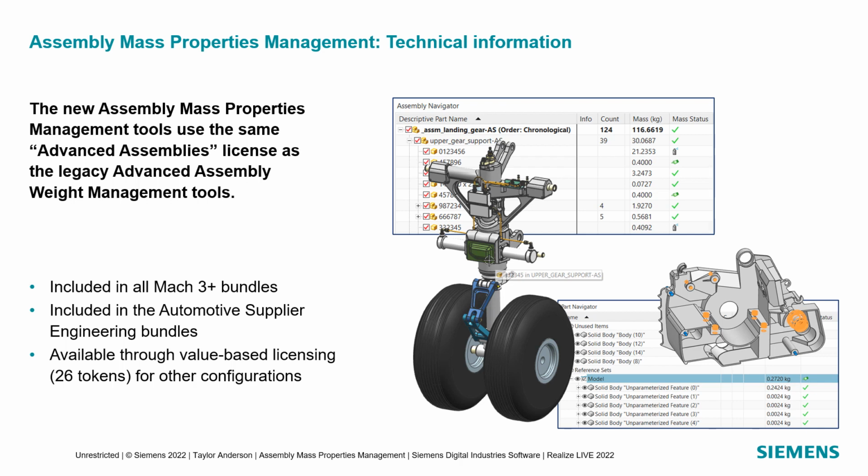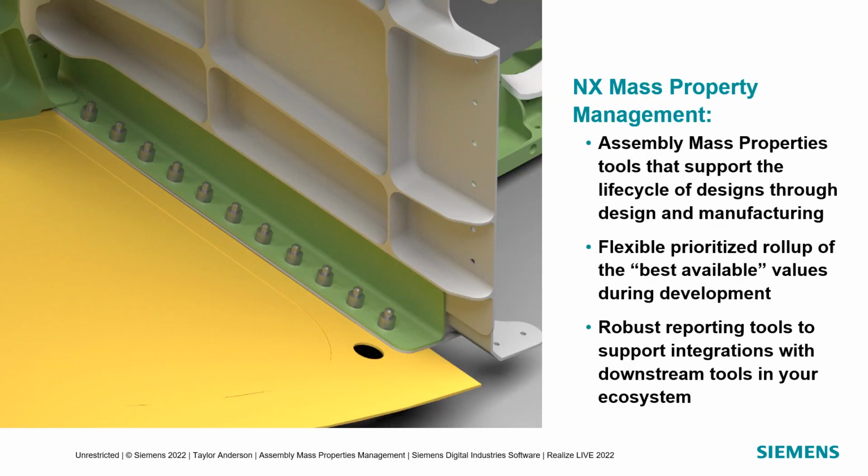So for customers who've had this Advanced Assemblies license historically, again, no incremental cost here. There's a brand new set of tools that are awesome that you are getting as part of that maintenance or subscription. These are included in our most popular Mach 3 bundles and above, and they're also available in some other bundles. Also available through the value-based licensing token pool as well, as you can see here. So hope you'll enjoy using these.